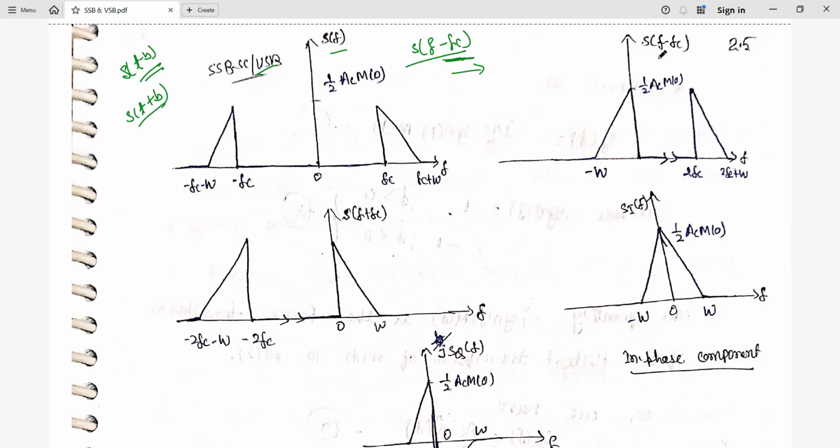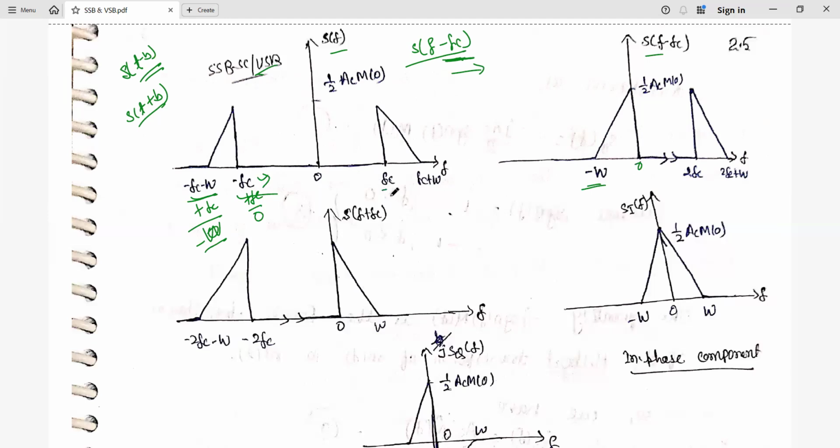Here we have a minus, so it shifts to the right side. The entire signal is shifted right, so plus fc is added to the minus fc. Now if you add plus fc here, this part becomes 0, and again plus fc, this becomes 0. The first one is not 0: it is −fc − W + fc, which gives −W. So this is shifted to −W, and this portion is shifted to 0.